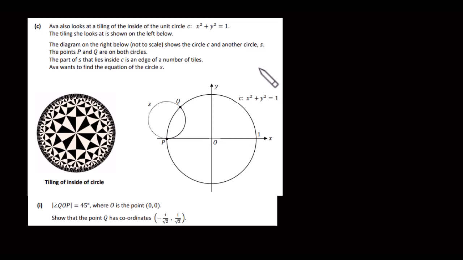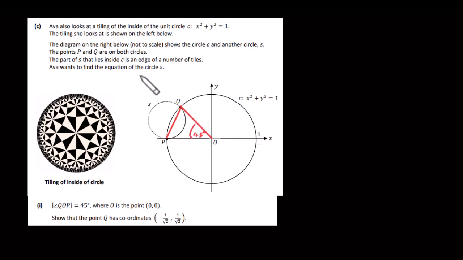The diagram on the right below, not to scale, shows the circle C and another circle S. The points P and Q are on both circles. The part of S that lies inside C is an edge to a number of the tiles. Ava wants to find the equation of the circle S. The angle QOP, let me just write that in there, so this angle down here is 45 degrees. So we want to show that the point Q has coordinates minus 1 over root 2, plus 1 over root 2.